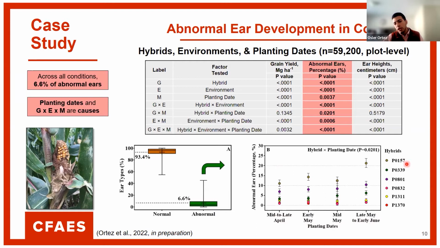We were working with six commercial hybrids, in this case from Pioneer Seeds, with different relative maturities. And what you can see here is that as we are moving to later planting dates, we were seeing an increase in the presence of abnormal ears. So that is an indication there. As we are getting out of that optimum planting window, we are taking a higher risk for anomalies to occur, not only in this context, but also in any other context.